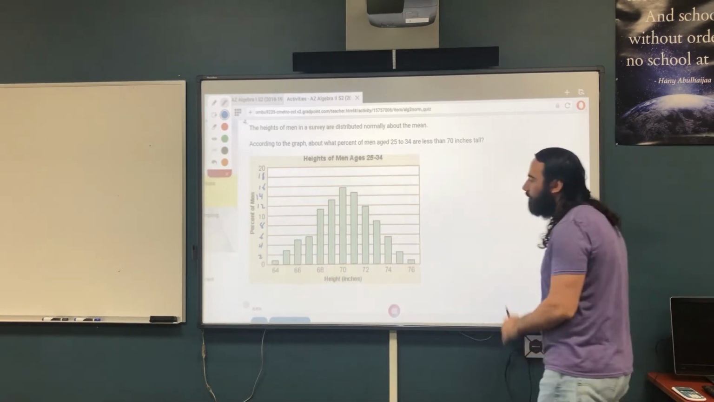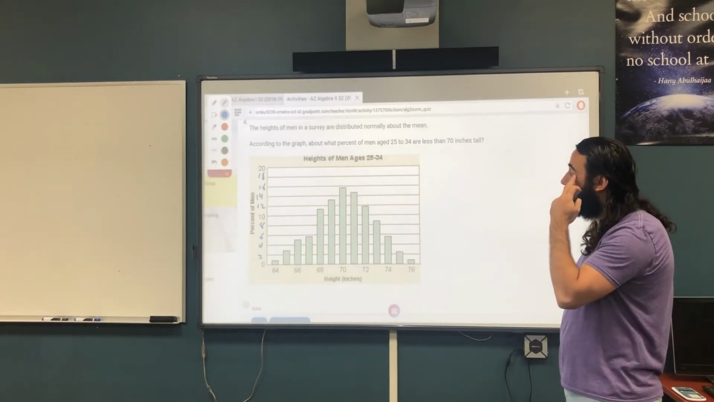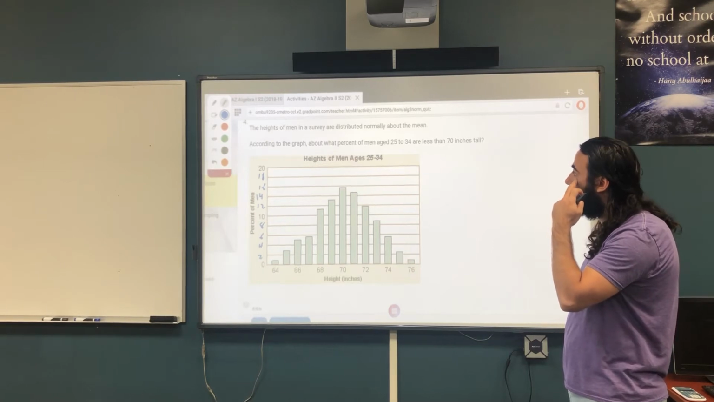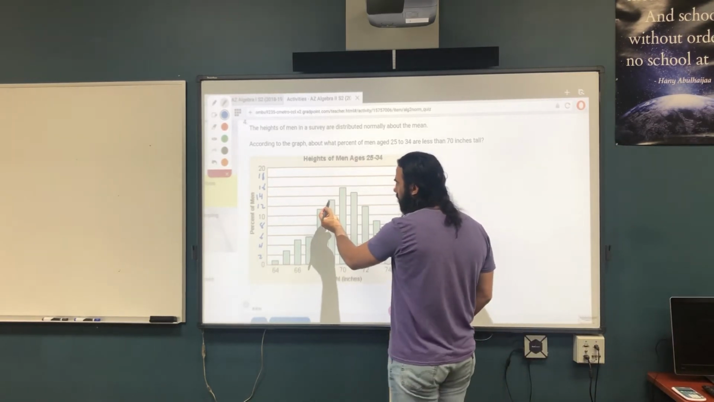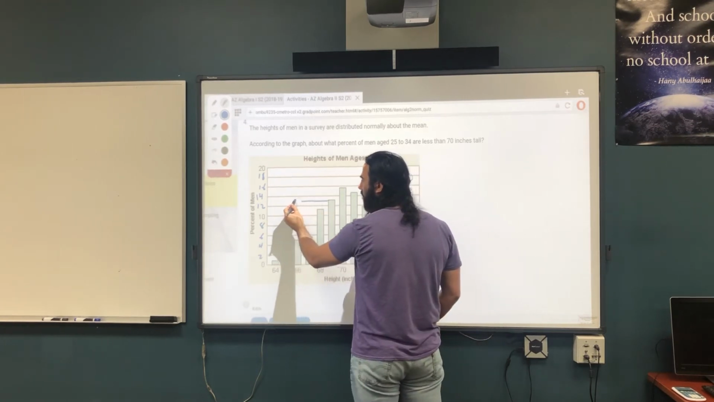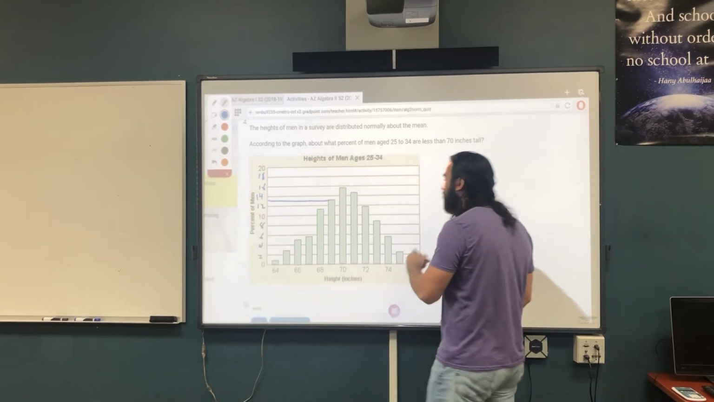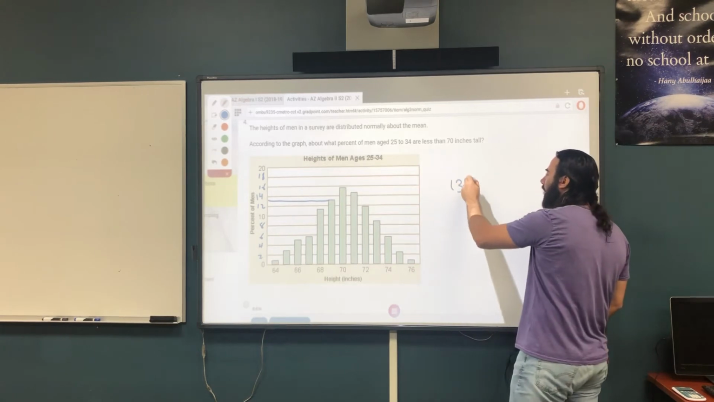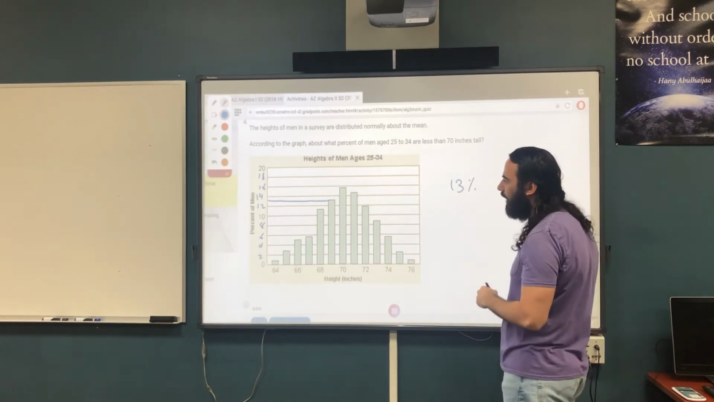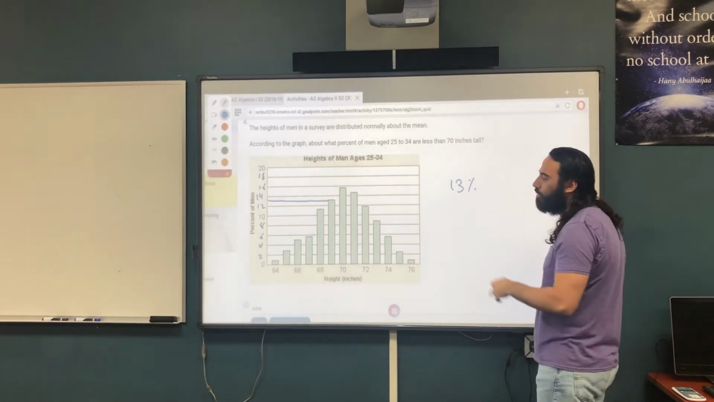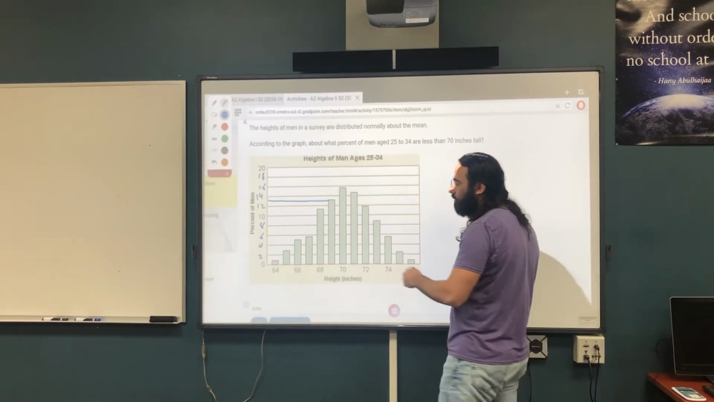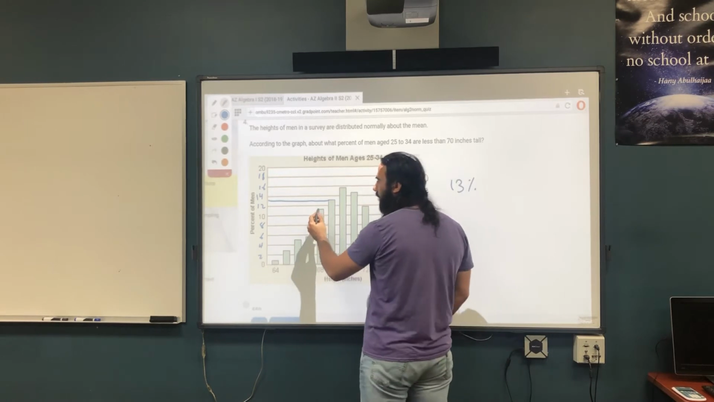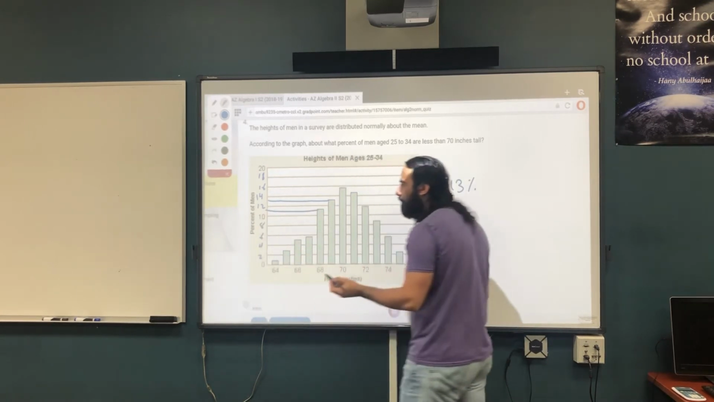So you need to find the percent. Less than 70, this is 70, less than 70, this one. So this one is about 13, so you just take 13. Now the graph is not accurate, so sometimes it's not going to be an exact answer, but the closest one, you pick it. So the second one is this one, and it's between 10 and 12, which could be 11.